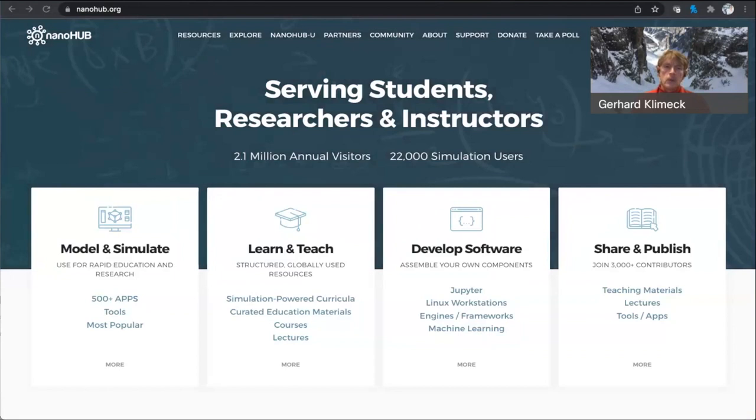We want to enable learning and teaching. And there we have structured and globally used resources. And today I'll be talking about what we call simulation-powered curricula: courses that are typically being taught at the undergrad and the graduate level that can be enhanced by modeling and simulations. We also have courses and lectures and other curated materials in that vein.